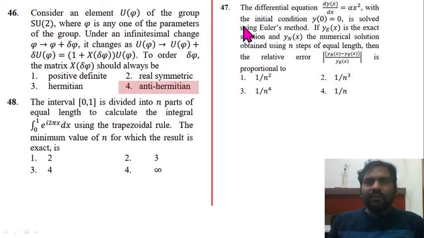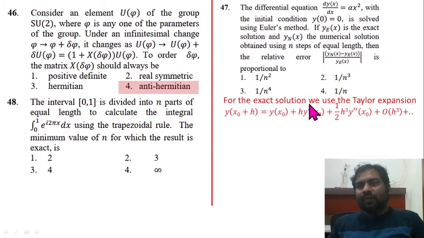Question number 47. The differential equation dy by dx is equal to x squared, with the initial condition y(0) equal to 0, is solved using Euler's method. If y_e is the exact solution and y_n the numerical solution obtained using n steps of equal length, then the relative error (y_n minus y_e) by y_e is proportional to.